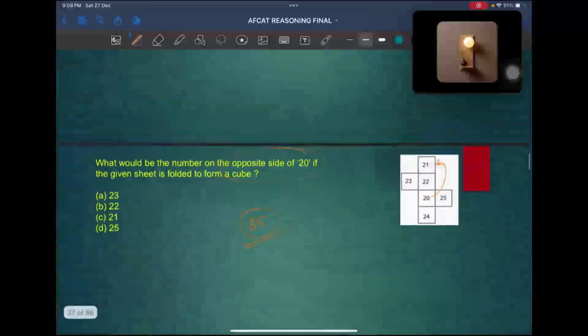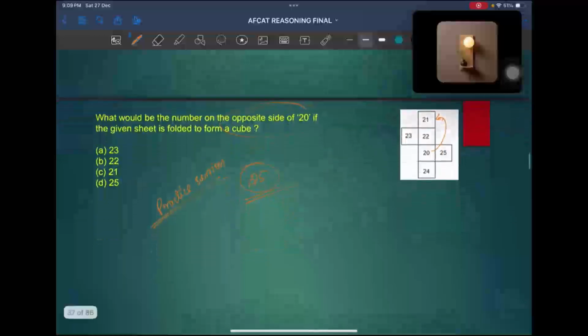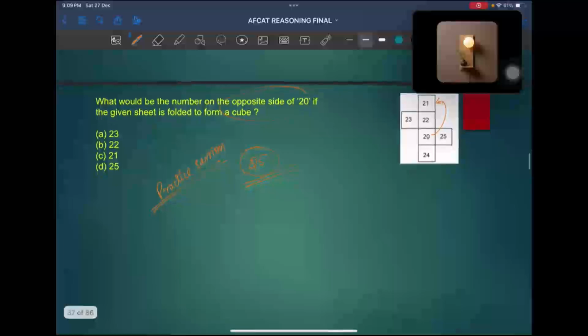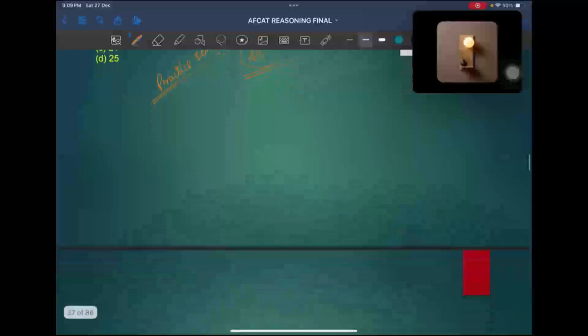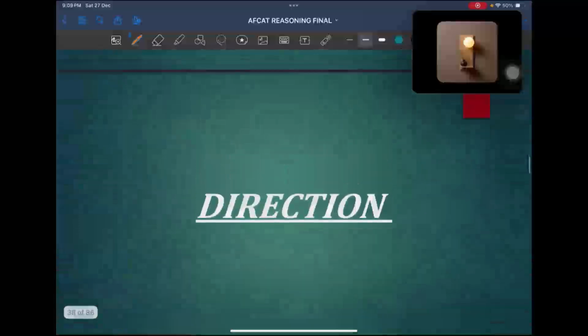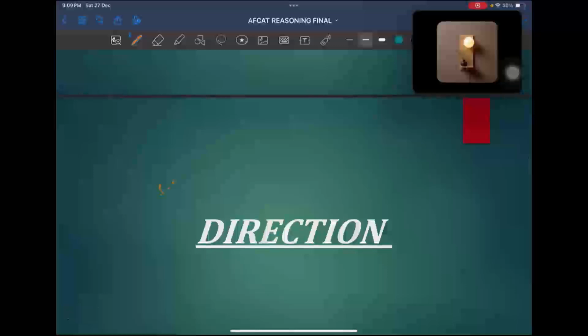Okay, and in your next practice tests or practice sessions, I'll bring up many other different kinds of questions from cubes and dice which have been repeated in your exams. Okay, now let us move on to the next topic, that is direction. And I expect that you can find 1 to 2 questions, majorly 1 to 2 questions, easily.